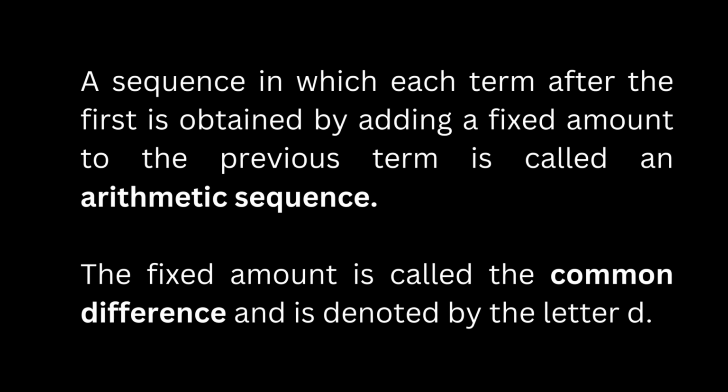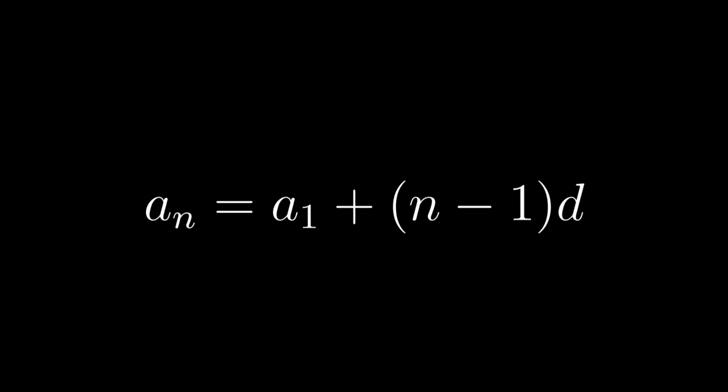The fixed amount is called the common difference and is denoted by the letter d. If a sub 1 is the first term, then the second term is a sub 1 plus d. The third term is a sub 1 plus 2d. The fourth term is a sub 1 plus 3d, and so on. The nth term, a sub n, of an arithmetic sequence with the first term a sub 1 and common difference d is a sub n equals a sub 1 plus the quantity n minus 1 times d.